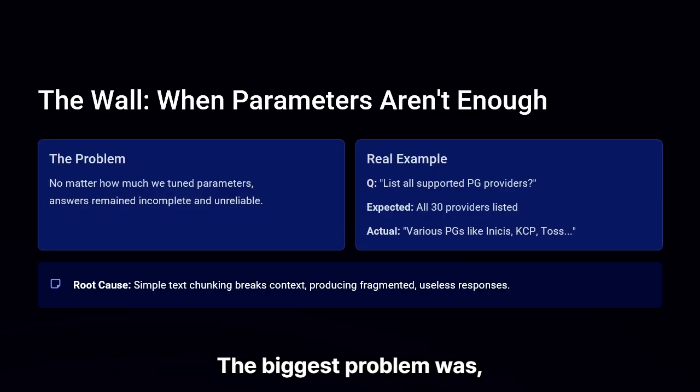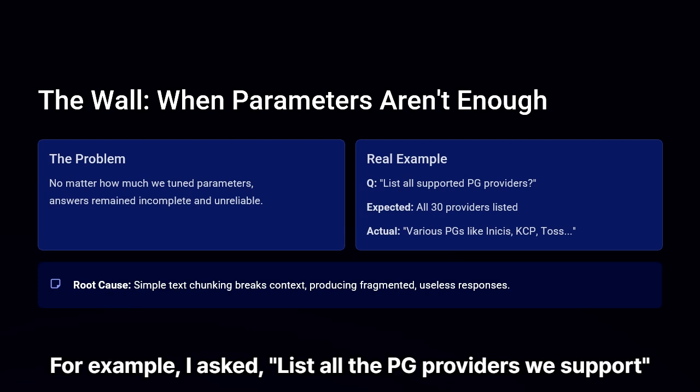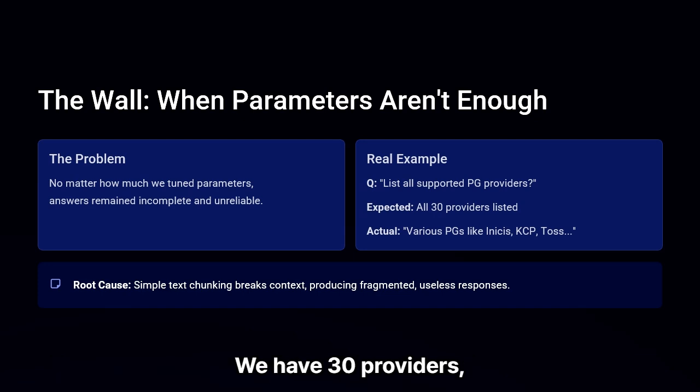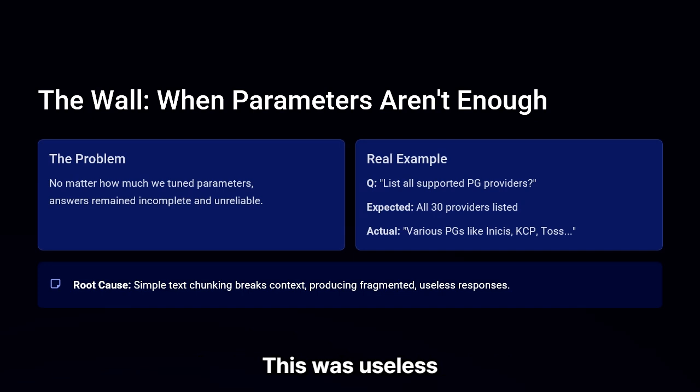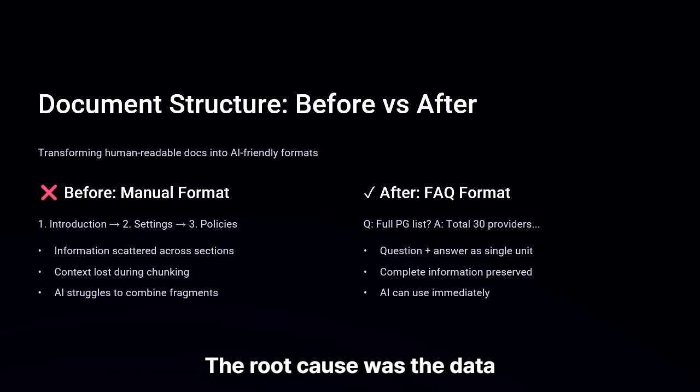The biggest problem was it couldn't find the information. For example, I asked, list all the PG providers we support. We have 30 providers, but the AI said we have A, B, and others. This was useless. Tuning parameters didn't help. The root cause was the data.